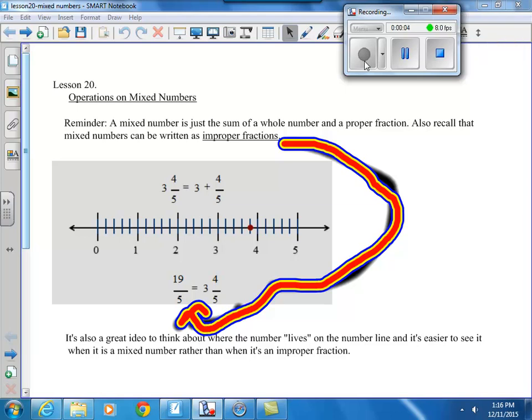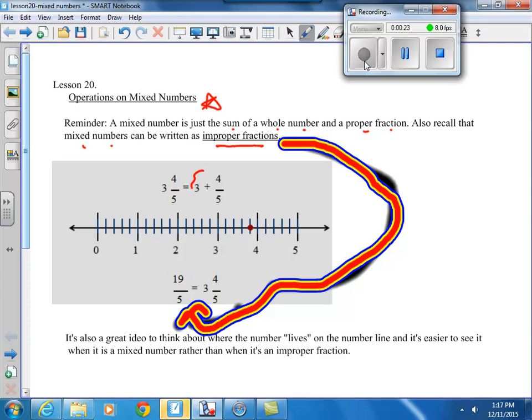Okay, welcome back. So if it's been a while since you've worked with mixed numbers, this will be a great review for you. Reminder, a mixed number is just the sum of a whole number and a proper fraction. Also recall that mixed numbers can be written as improper fractions. If you're rusty on how to do that, no problem, we'll work on it.